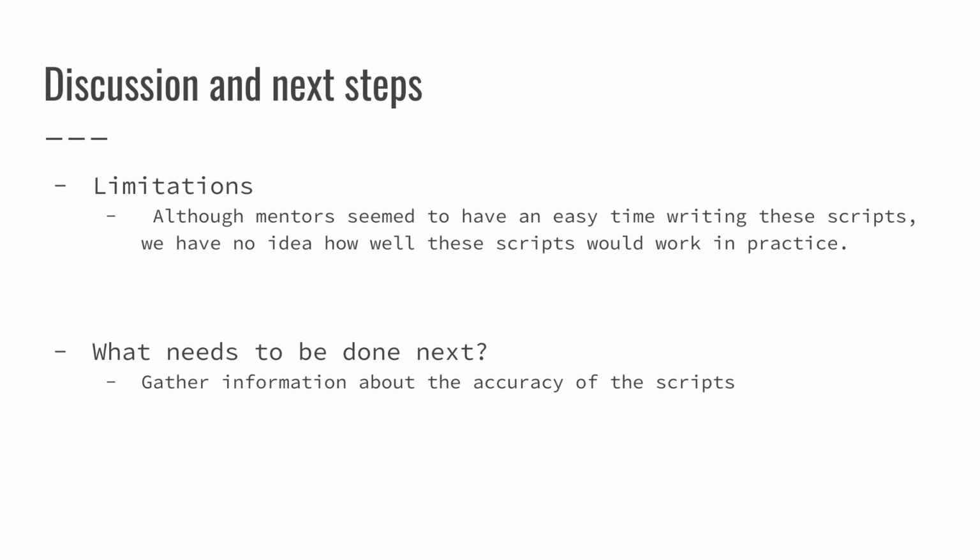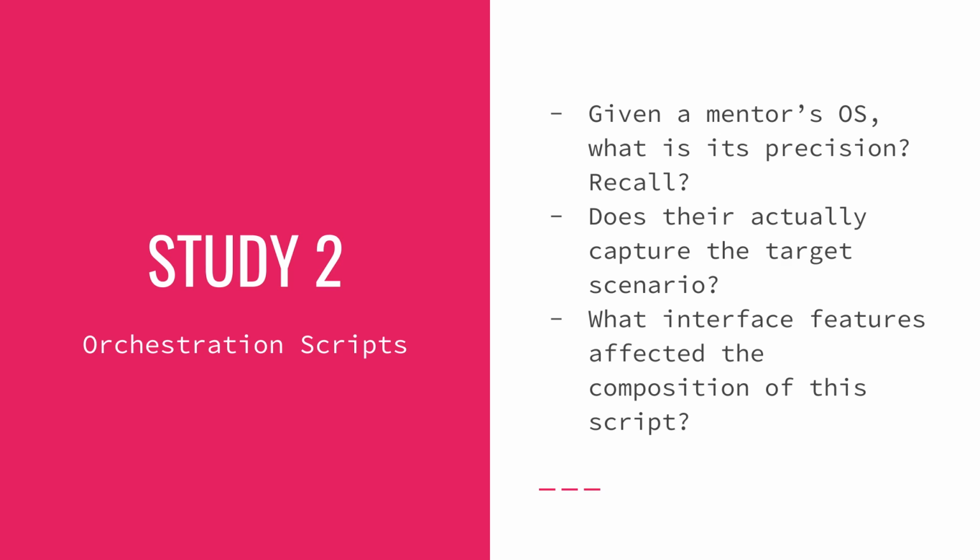Very naturally, it's to gather information about the accuracy of these scripts, accuracy being precision and recall, which leads us right into study 2, which is on the actual orchestration scripts themselves. Given a mentor's orchestration script, what's its precision, what's its recall, does this detector that they wrote actually capture the target scenario? Detector is kind of a swap-around word for the trigger portion of an orchestration script, but yeah.